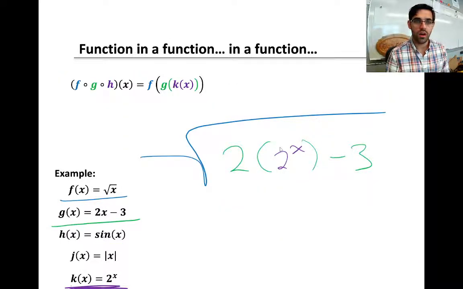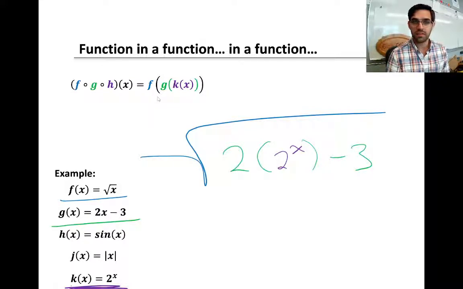All right, what if, for funsies, we put a function inside of a function and put that inside of another function? Well, here's how it would look notation-wise. We could say f of g of k of x, and we could write that like this, as in k of x is the input for g of x, and then g of k of x is the input for f.